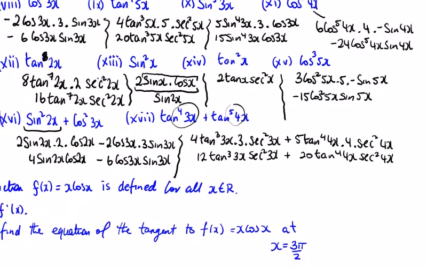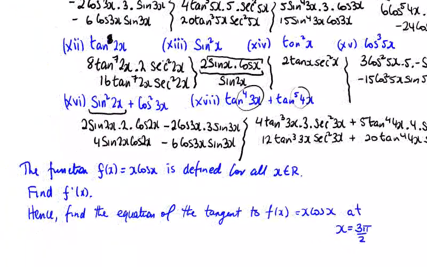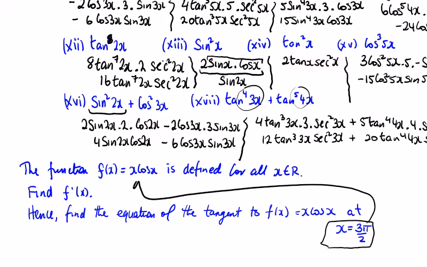The function f of x cos x is defined for all x an element of the real numbers. Find f prime x and hence find the equation of the tangent to f of x equals x cos x at the point. And we're just given the x value here. To get the y value, I have to put this back into my original function, because f of x is the same as y equals.